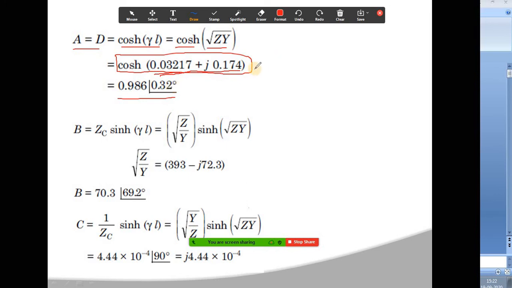How can you calculate this value? By using the calculator directly you cannot know, so you expand this. Cosh of a plus b, you know that. Cosh of a plus b is equal to cosh a cosh b plus sinh a sinh b.